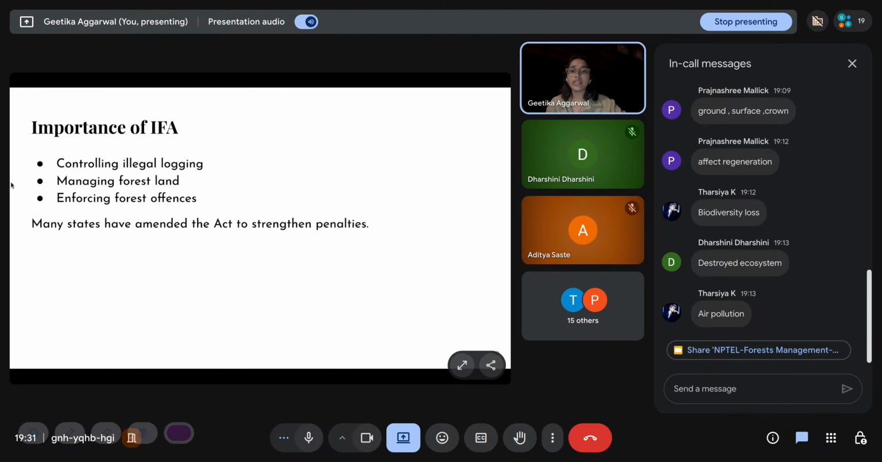So this is all about the Indian Forest Act. And why is it important? Because it controls illegal logging of trees or illegal felling of trees. It helps manage forest land, and it enforces forest offenses. Like these things are forest offenses and nobody can carry that out. So basically that's the importance of IFA. And many states have carried out certain changes to the act in order to strengthen the penalties. Because in old times, the penalties were like, okay, if you carry out a certain forest offense, you will have to pay 500 rupees, or you'll be in prison for 6 months. That's nothing now. So basically, many states have amended these acts in order to strengthen these penalties. So they're actually penalties to the people who are committing these offenses, right?